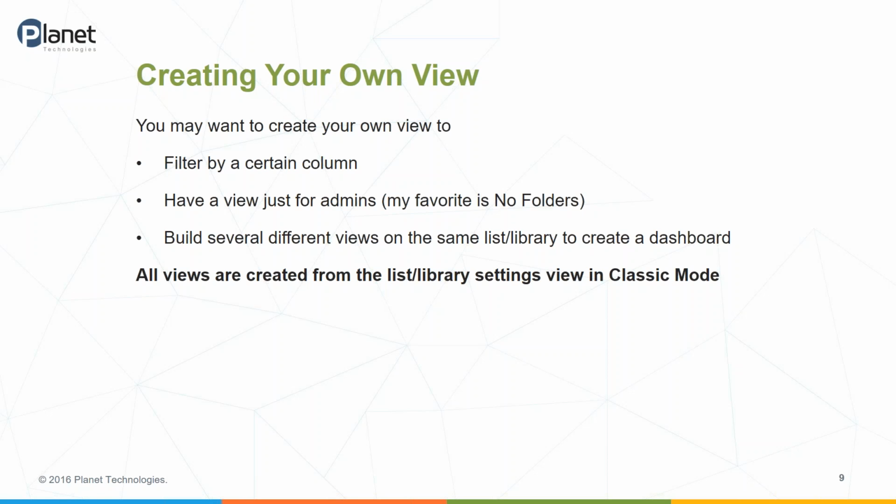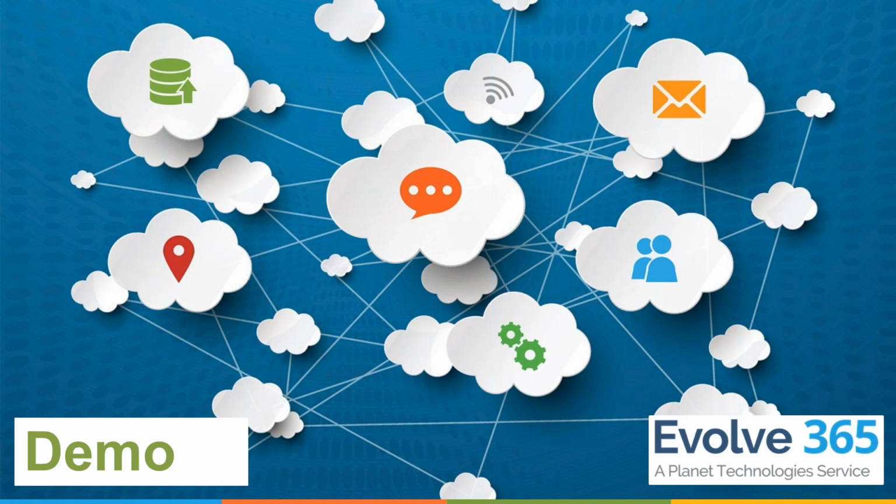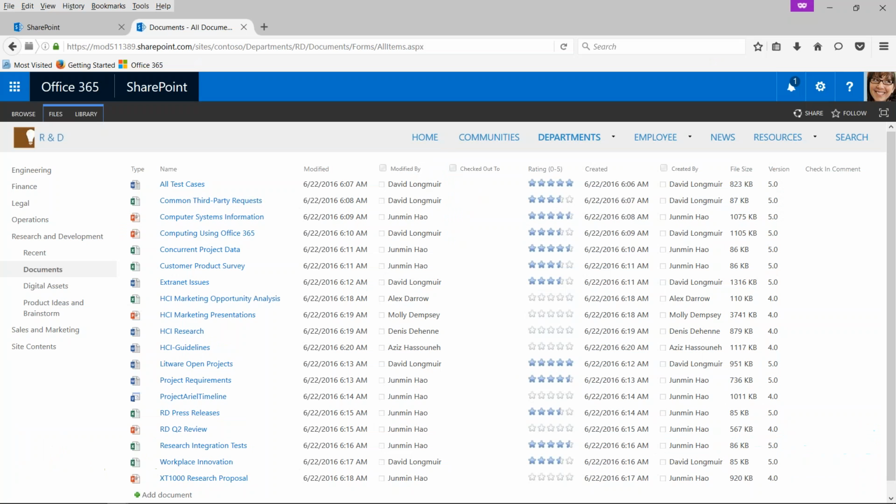So we are looking at modern and classic. All views are created from the list and library settings view in classic mode, so you're going to have to go to that ribbon. Now that's changing a little bit with the modern library. So let's go ahead and go back to our SharePoint site.